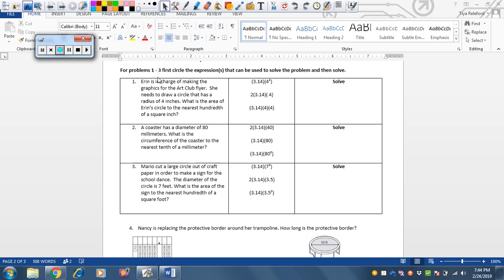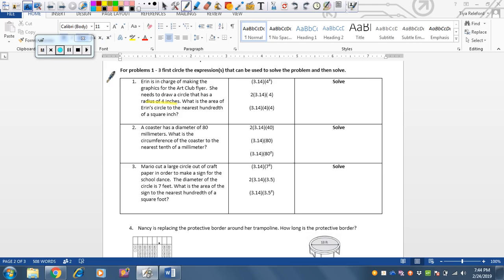Okay, it says for problems 1 through 3, first circle the expressions that can be used to solve the problem and then solve. So really first you have to read the story. It says Erin is in charge of making the graphics for the art club flyer. She needs to draw a circle that has a radius of 4 inches.